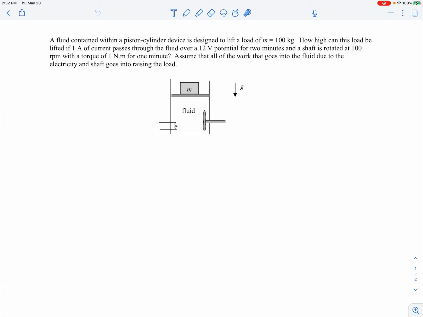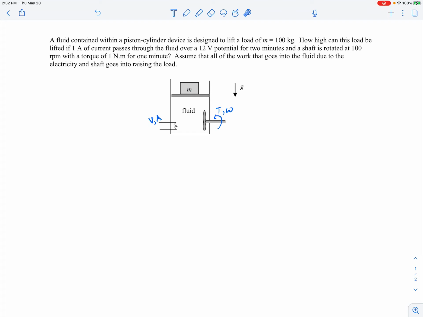Imagine like a resistor, and there's 1 amp over 12 volts coming into that. And there's also a shaft that's rotating at 100 RPM with a torque of 1 Newton meters for 1 minute here as well. So this thing is rotating around with a given torque and a given rotational speed, and there's some voltage and amperage here. And we're told to assume that all of the work that goes into the fluid due to the electricity in the shaft goes into raising the load. So as we put some electricity into this and we do some shaft work on this, this will go up.